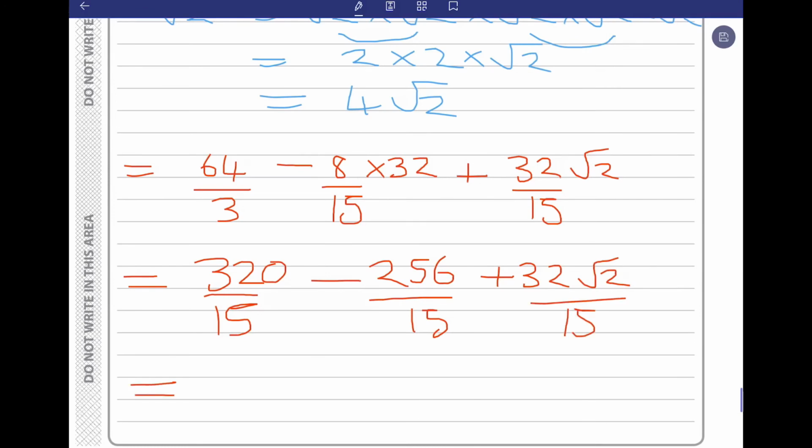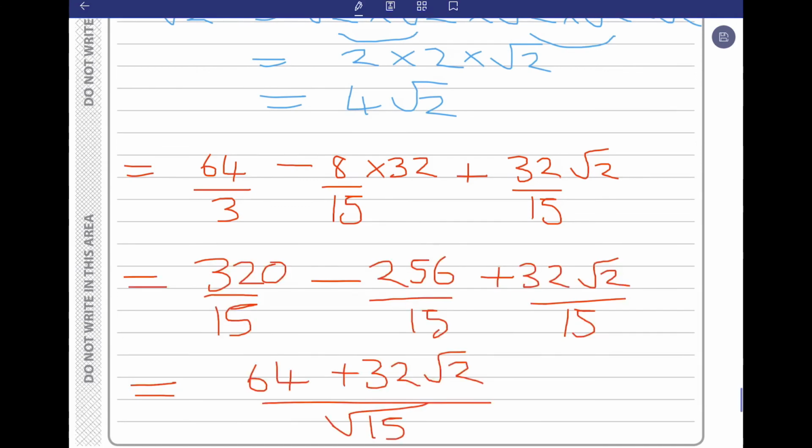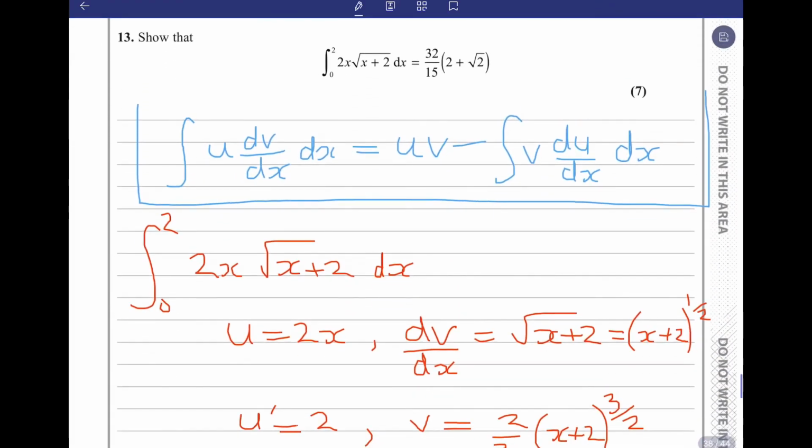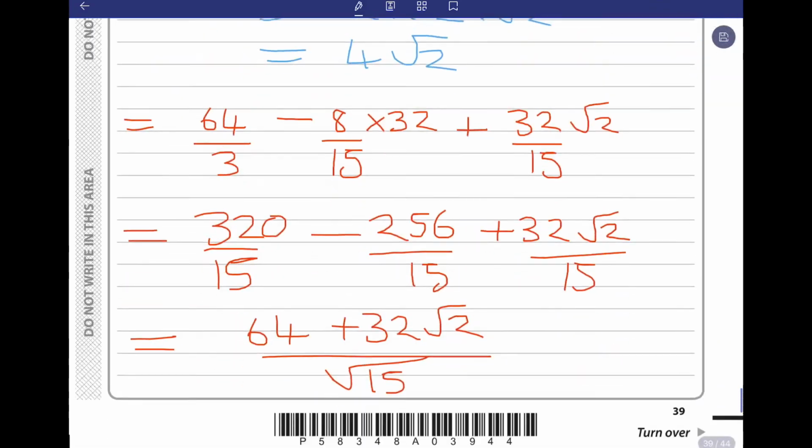Now it's just a case of simplifying here. We have 64 plus 32 root 2 over 15. And let's have a look what form it asked us to put it in and hope we've got it right. So yeah, we just need to factor out 32.